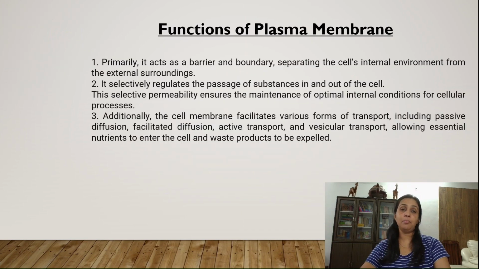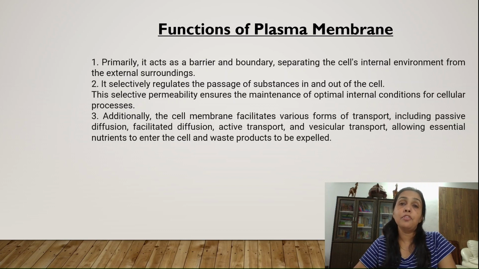Now, the functions of the plasma membrane or the cell membrane. First of all, it forms a barrier or boundary of the cell, helping in separating the inner content of the cell from the outer environment. Secondly, the semi-permeable nature of the plasma membrane. It is a very important characteristic of the plasma membrane that it allows only selected substances to pass through it. And this property helps the cell to maintain the internal environment. That is, the optimal conditions of the cell are maintained by the selective nature of the plasma membrane.